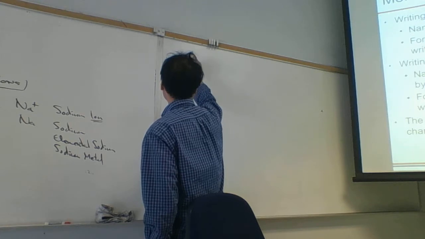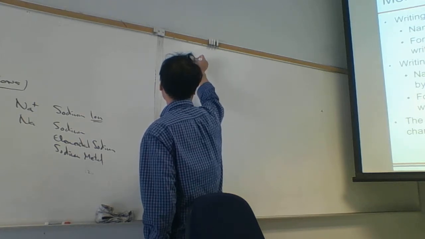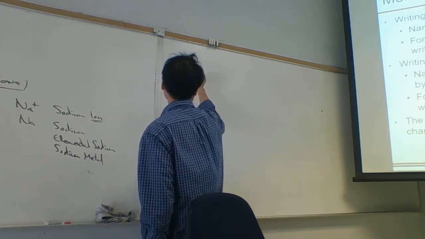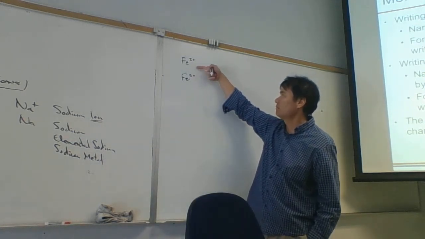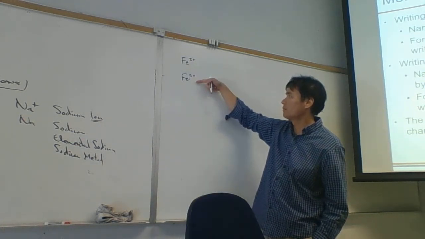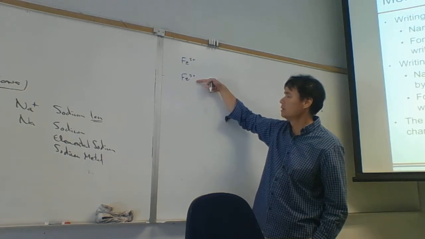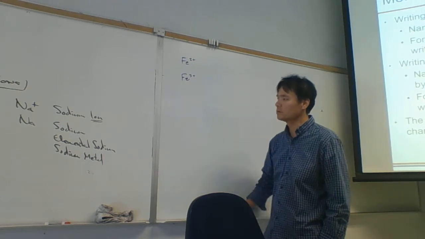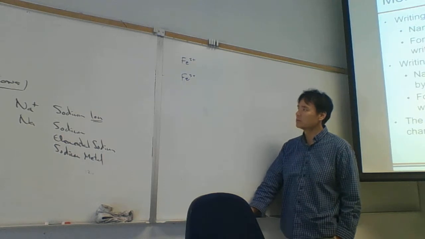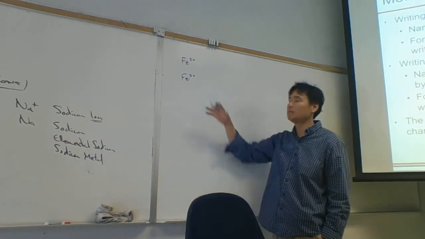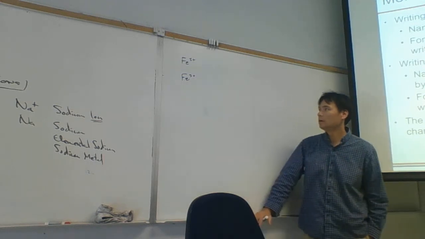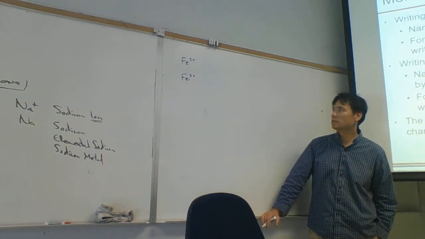Sometimes situations like this come up. What should we call these? I have an Fe with a 2+ charge. Here I have an Fe with a 3+ charge. These have positive charge, which is a result of losing some electrons. This one's lost 2 electrons, this one's lost 3 electrons, so we have an imbalance of protons. There are not enough electrons to neutralize that charge.